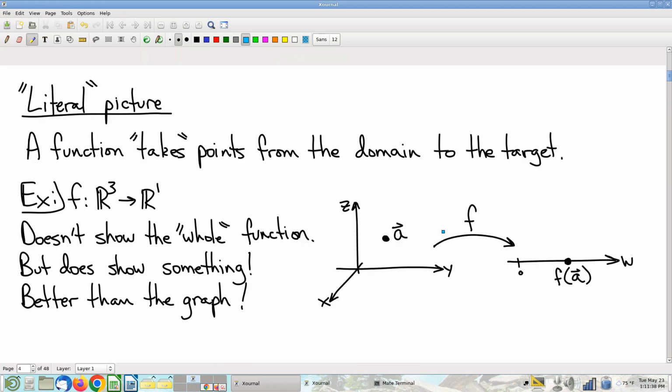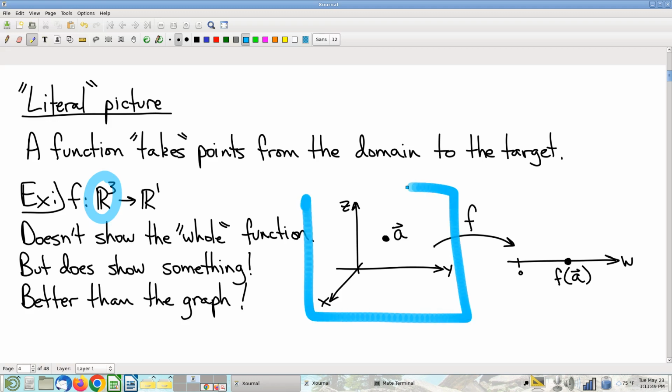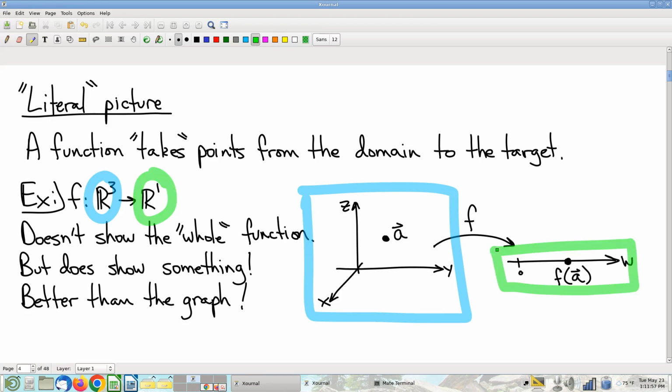Okay, next one. This is what I like to call the literal picture. Don't forget what a function does. A function has a domain. So let's draw the domain. The function has a target. Let's draw the target. Don't forget what the function does. The function takes points out of the domain and puts them down into the target. So I'm going to visualize, by way of this picture here, that all the points in the blue space are going to be thought of as being thrown over and landing in the green space.